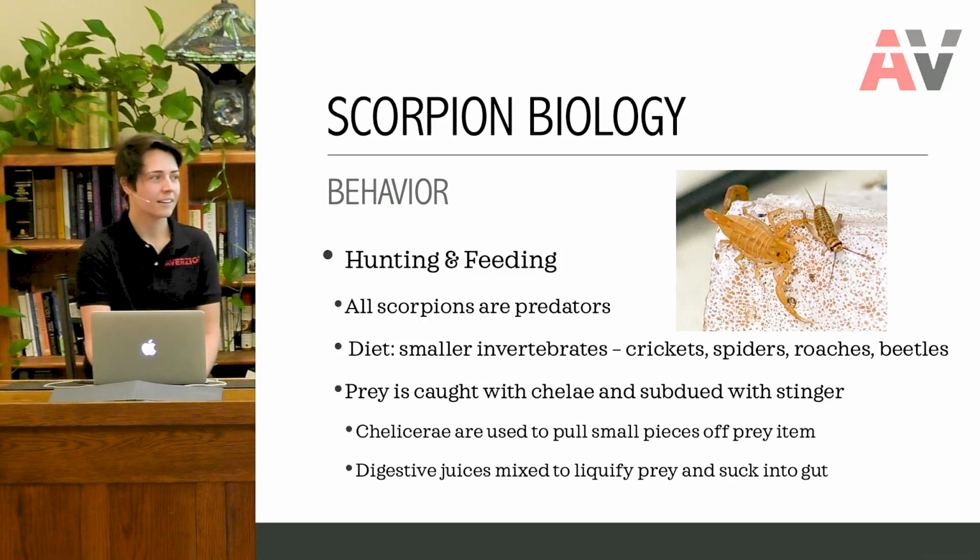The prey is caught with the chelae and subdued with the stinger. So like in this picture you can see, generally the scorpion will first strike by grabbing it with its pinchers and then administering a sting of venom.